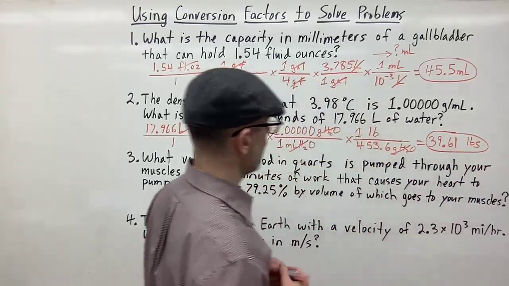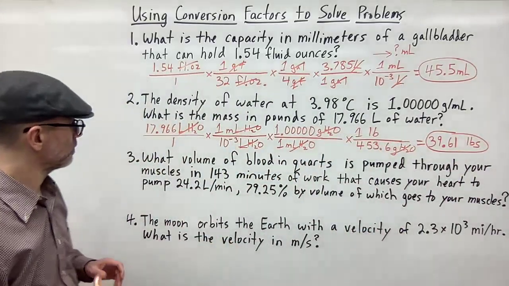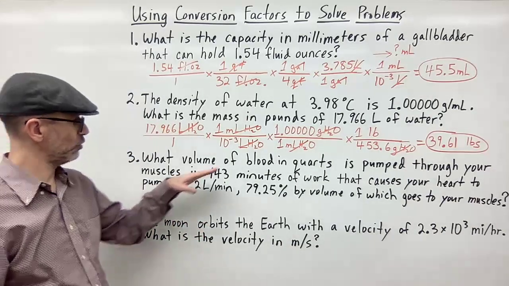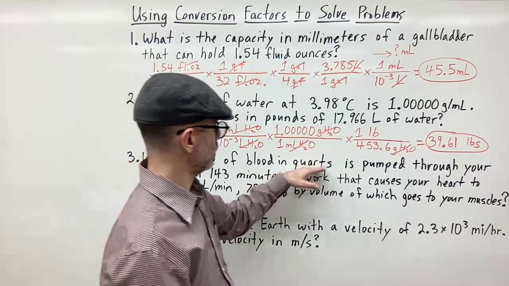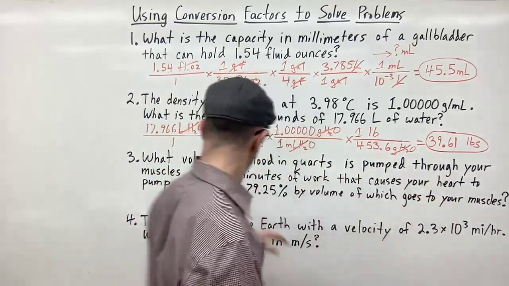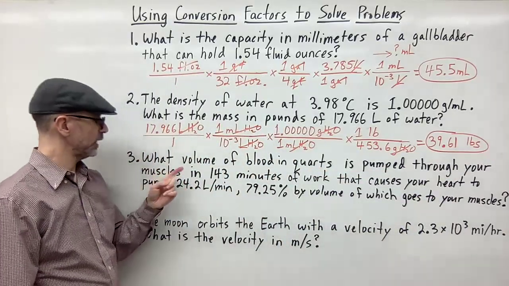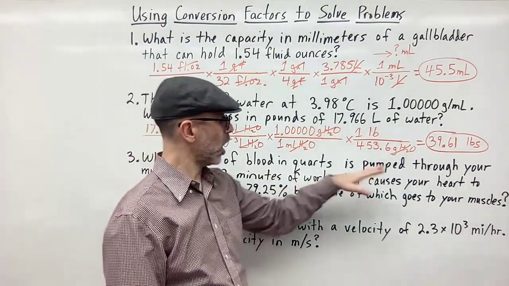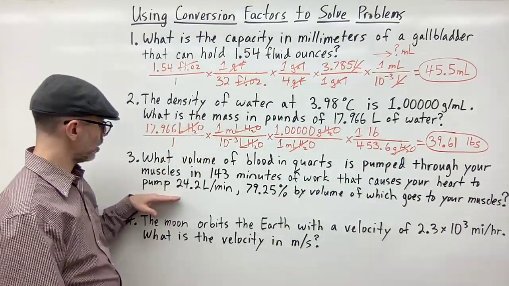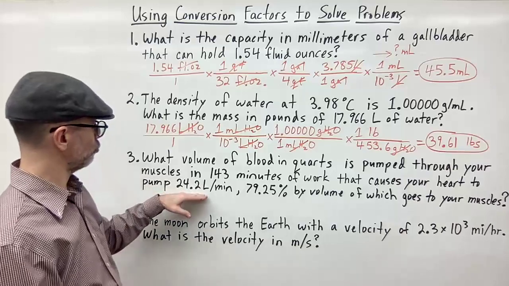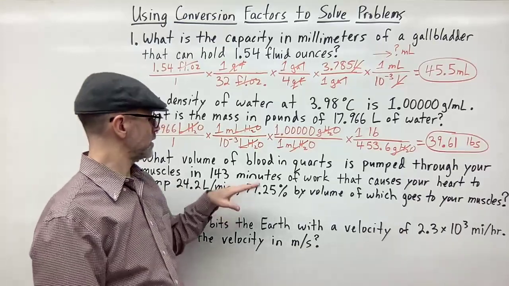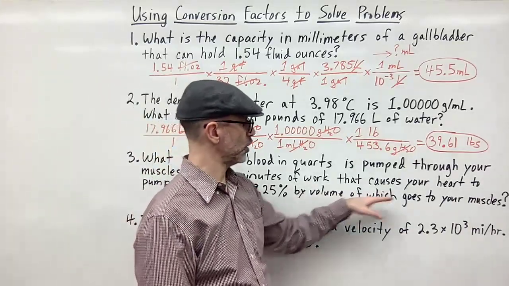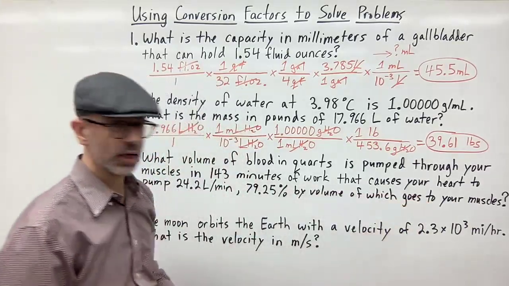And so that would be the answer in the proper number of sig figs. Okay, next we have, what volume of blood in quarts is pumped through your muscles in 143 minutes of work that causes your heart to pump 24.2 liters per minute, 79.25% by volume of which goes to your muscles.